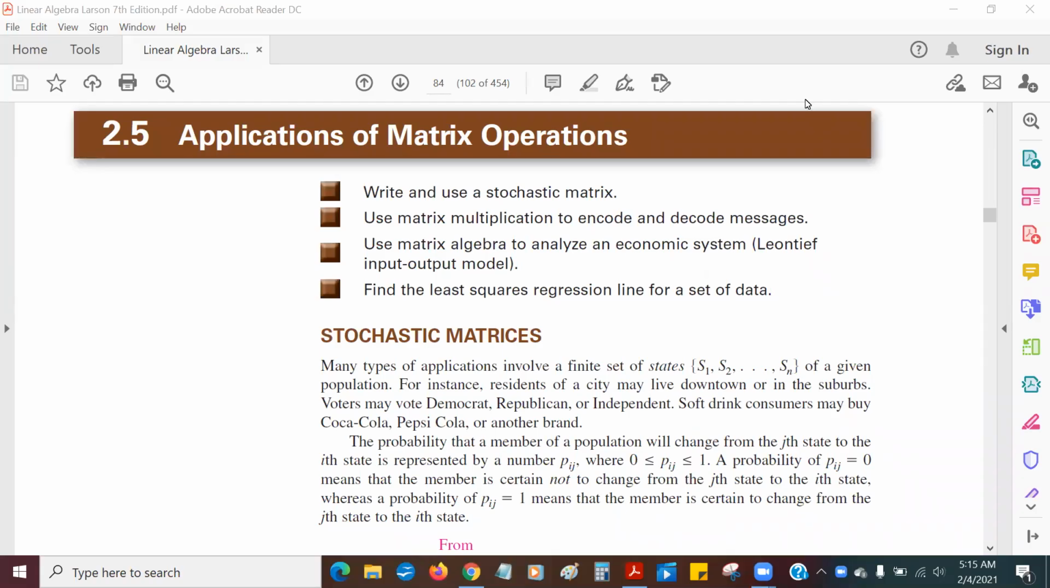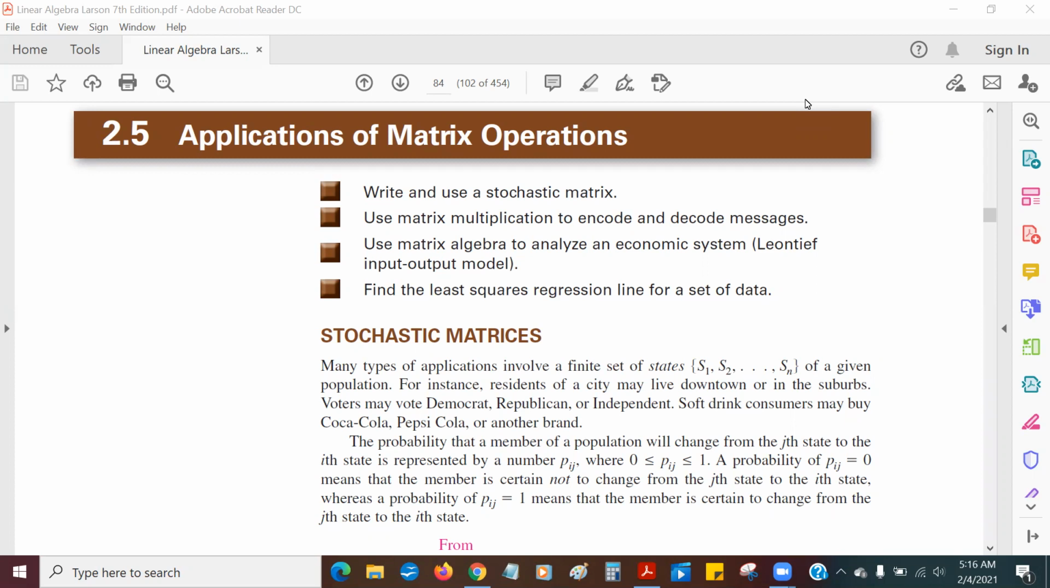Hi everybody. This section 2.5 is applications of matrix operations. So we learned all this cool stuff about matrices in chapter 2, multiplying them and all those awesome things. And now we're going to learn some practical real-world applications. There's a whole bunch in section 2.5.